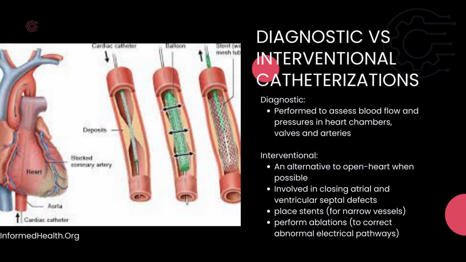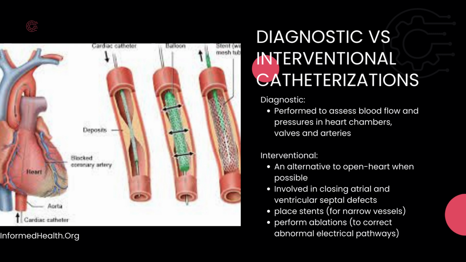So, a diagnostic catheterization is performed to assess blood flow, pressure in the heart chambers, valves, and arteries. For interventional catheterization, it's an alternative to open heart surgery if it's possible. It can be involved in closing arterial or ventricular septal defects. Like I said previously, it can be done to place stents in narrow vessels, or it can also perform ablations to correct abnormal electrical pathways.